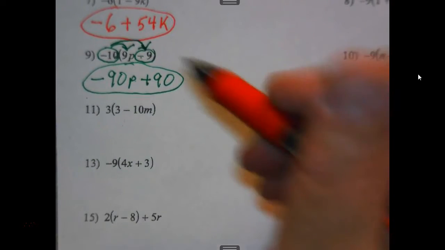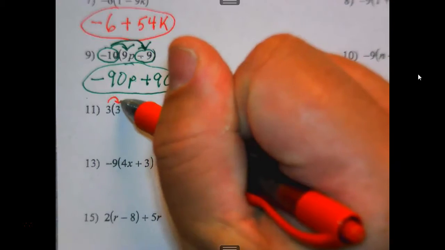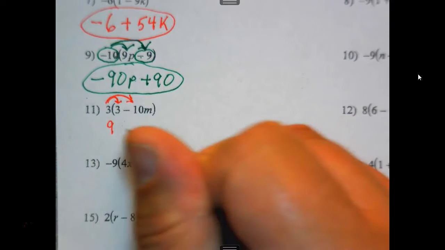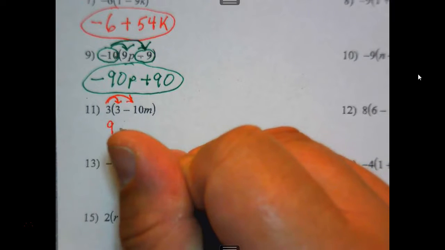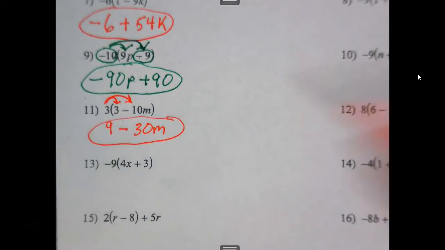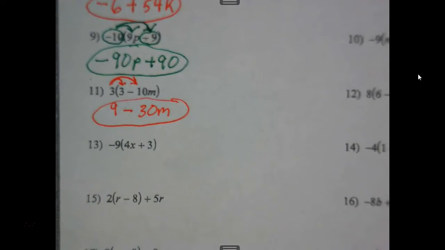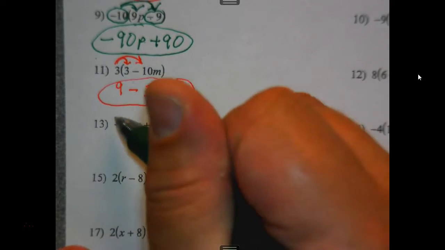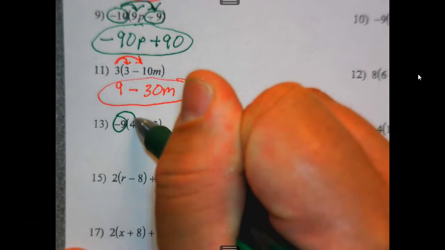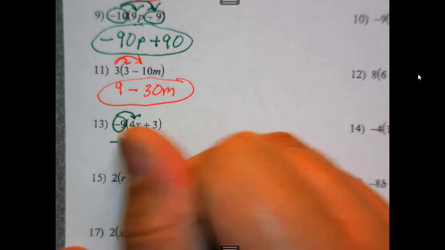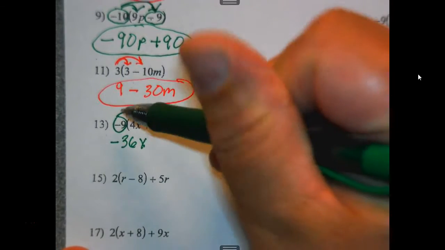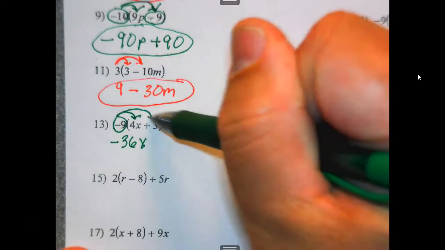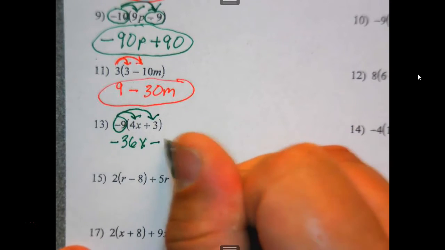All right, 3 times 3, 9. 3 times negative 10m. Let's see, positive times a negative is a negative 30m. Negative 9 times 4x, negative 36x. Negative 9 times positive 3, negative 27.